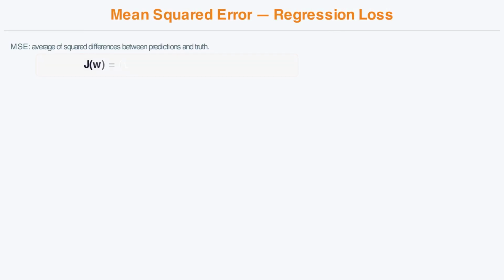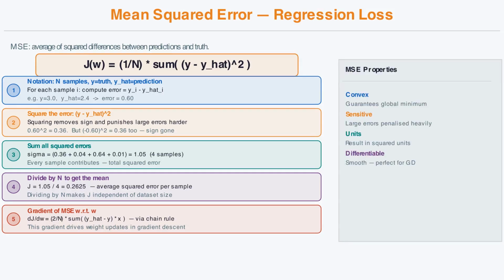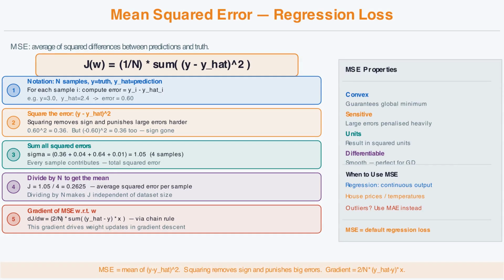The most fundamental and widely used cost function for regression problems is mean squared error, or MSE. Let us build it step by step from first principles. Suppose the model predicts 3.4 but the true value is 3.0. The error is 0.4. We square it to get 0.16.